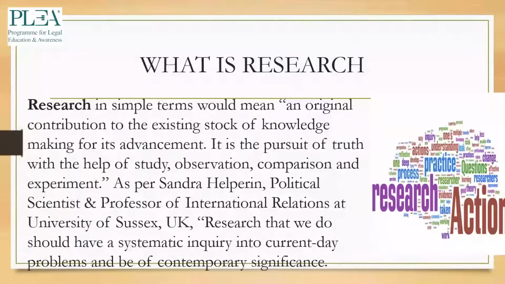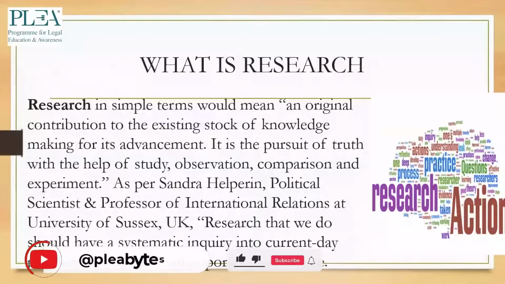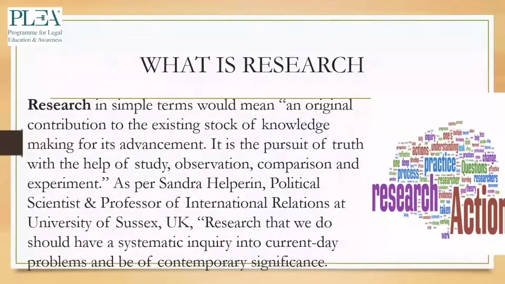As per Sandra Halperin, political scientist and professor of international relations at the University of Sussex, UK, research that we do should have a systematic inquiry into current day problems and be of contemporary significance. Research has to be of contemporary significance. If I want to know something, I would have to read a lot, I would have to research, but it has to have some relevance in the current times, the times that I am living in. I cannot research about something which is already done and dusted by somebody else.